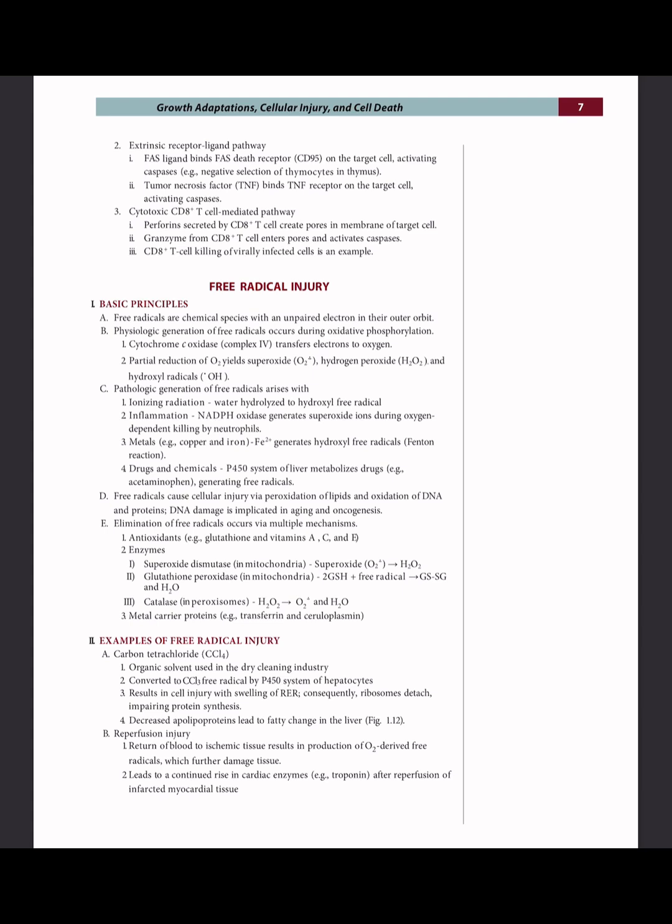Free radical injury. Basic principles. Free radicals are chemical species with an unpaired electron in their outer orbit. Physiologic generation of free radicals occurs during oxidative phosphorylation. Cytochrome C oxidase, complex 4, transfers electrons to oxygen. Partial reduction of oxygen yields superoxide, hydrogen peroxide, and hydroxyl radicals, or OH.